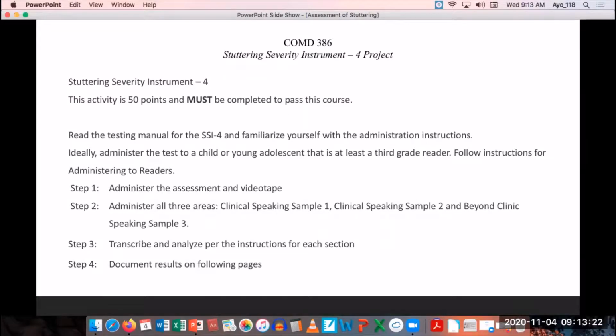Follow the instructions for administering to readers. Okay, there are 3 sections on here. You have speaking sample, reading sample, and beyond. So you're going to want to do those sections. Step 1, administer the assessment and videotape it, because you need to videotape it so that you can analyze it.